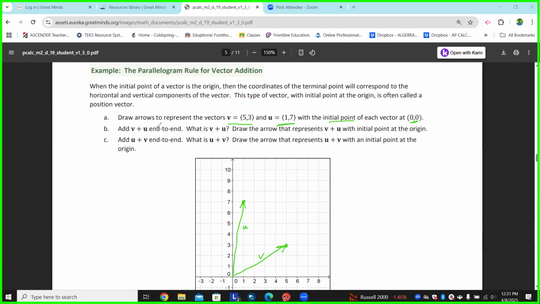All right, so now we're going to add V plus U graphically. So that means I graph V, and then from V, I'm now going to graph U. So from this point here, I'm going to go over 1, and then up 1, 2, 3, 4, 5, 6, 7. So this will be my U. And then we're going to do the same thing, V plus U. V plus U would be this guy right here. V plus U. And what's that coordinate there?